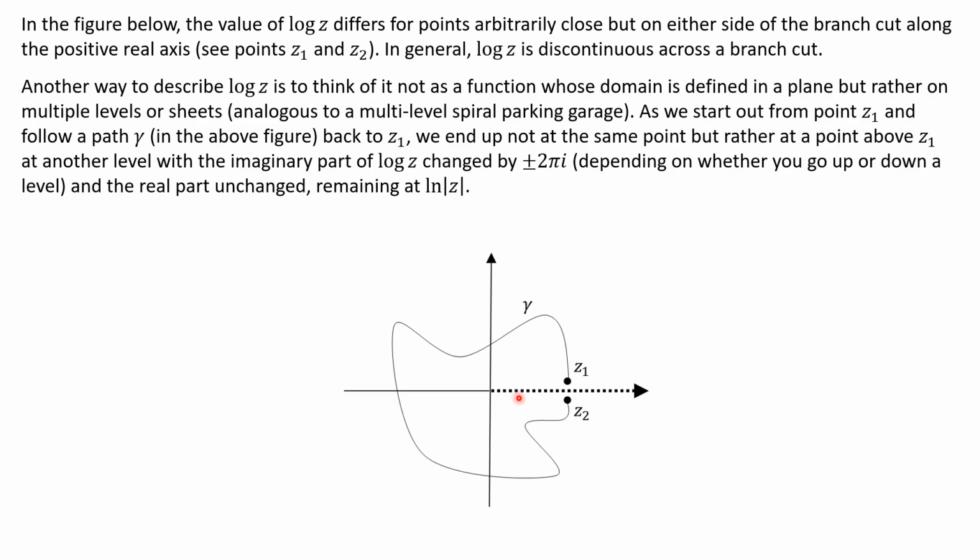So basically, the discontinuity is avoided by having multiple sheets where you cross up another level each time you hit the branch cut. So these sheets are known as Riemann sheets, analogous to the levels of a parking garage. They're known as Riemann sheets. Let's continue this discussion on the second slide.